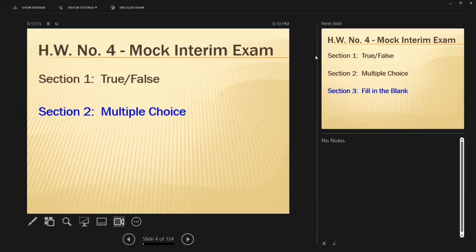two is B, three is A, four is B, five is D as in dog, six is A, seven is F as in frog, eight is D as in dog, nine is C, and 10 is B. Any questions with that? No, sir. Okay. All right, so we move on to section 3, fill in the blank.